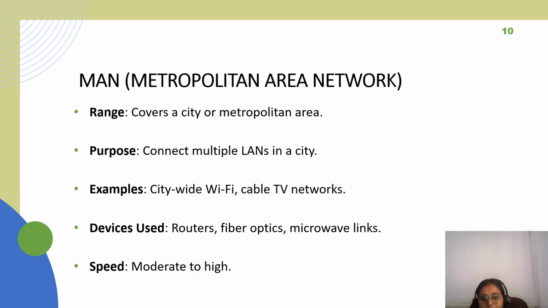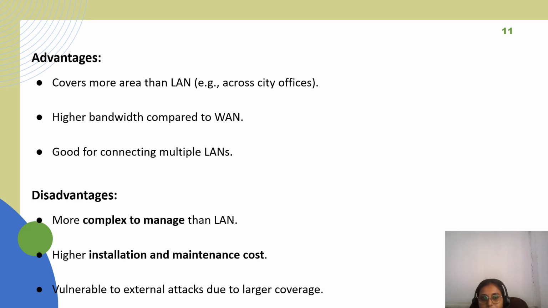Next, we are talking about the metropolitan area network. So it covers a city or metropolitan area, and it connects multiple LANs in a city. And examples are citywide Wi-Fi and cable TV networks. And we are using devices like routers, fiber optic, microwave links. And the speed is moderate to high.